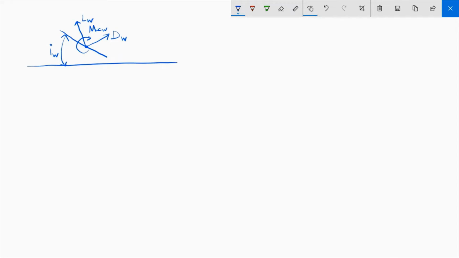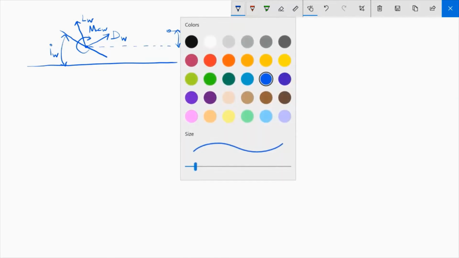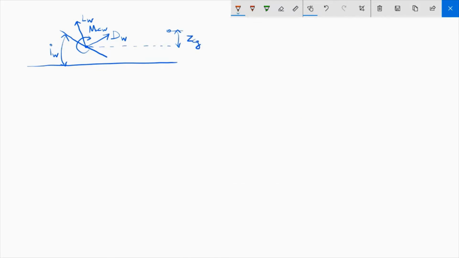Now this aerodynamic center is vertically separated from the center of gravity of the aircraft by a distance ZCG. So since I have already sketched an arrow to represent the drag, we should understand that the relative wind will also be in the same direction, because this is how drag is defined. Okay, so basically the relative wind will be parallel to this orange line.